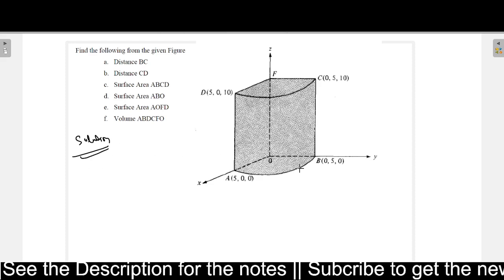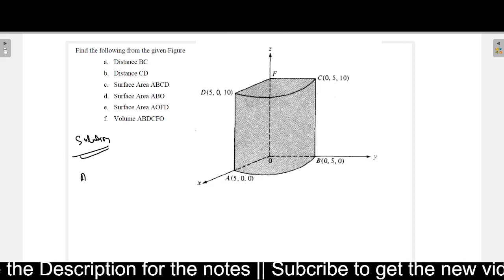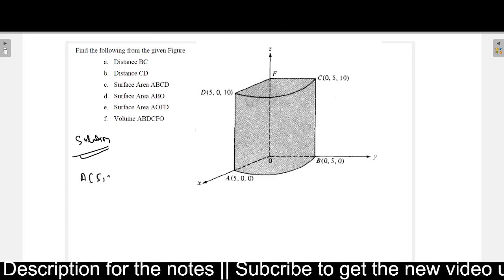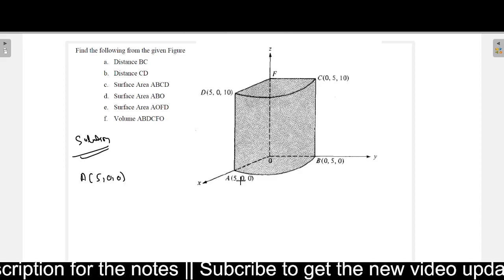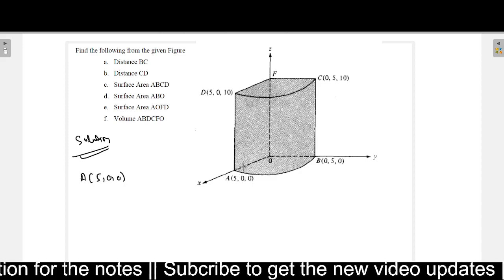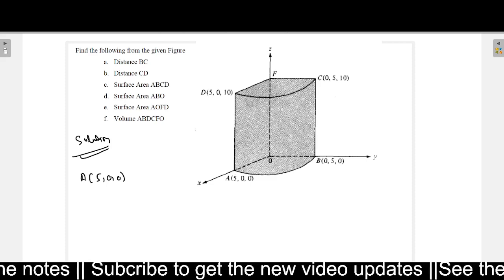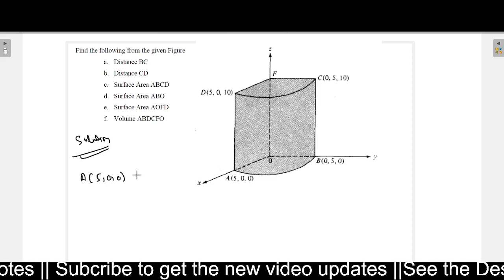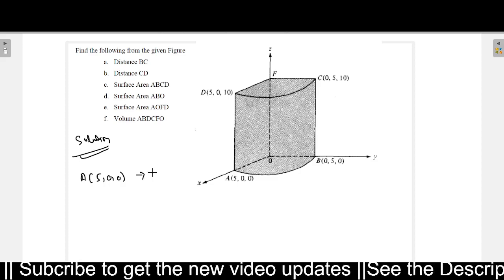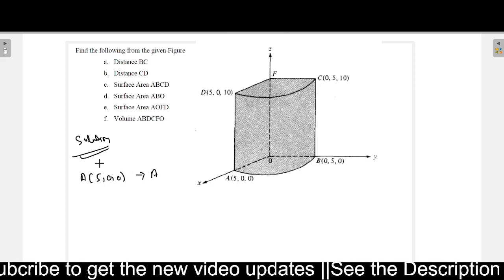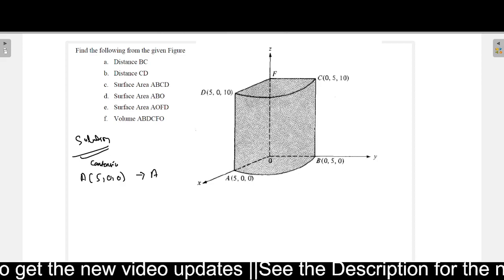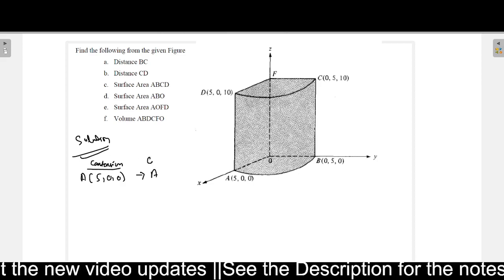So the first point is A. The point A in your Cartesian coordinate system is written as 5, 0, 0. So this length is 5, the y component is 0 and the z component is 0. This is the first important thing you need to do. This is Cartesian and this is cylindrical.